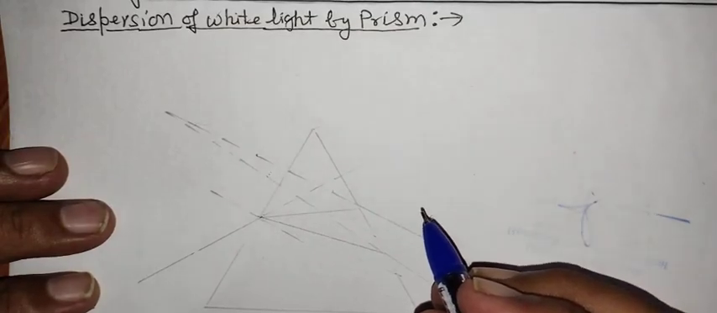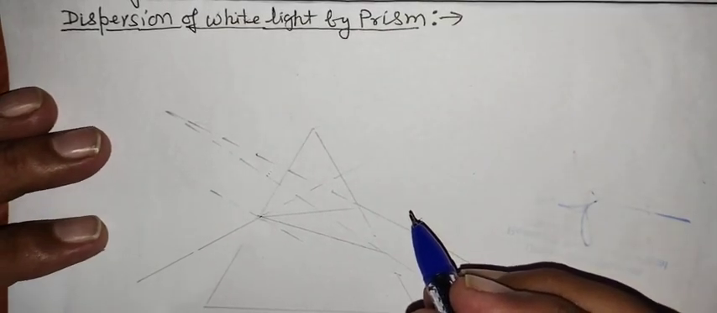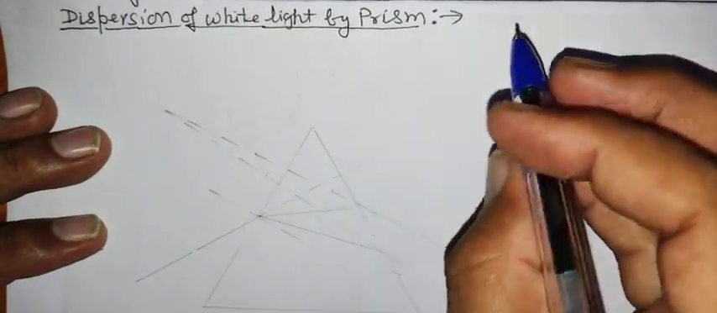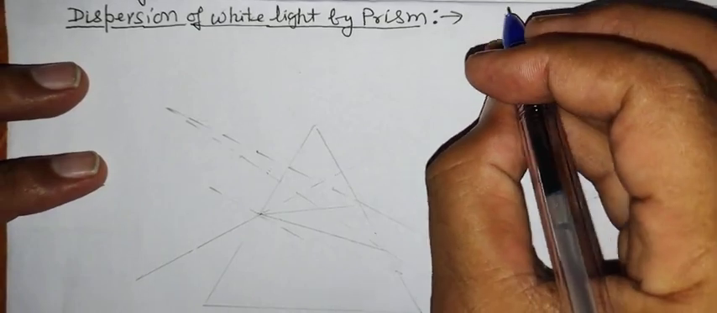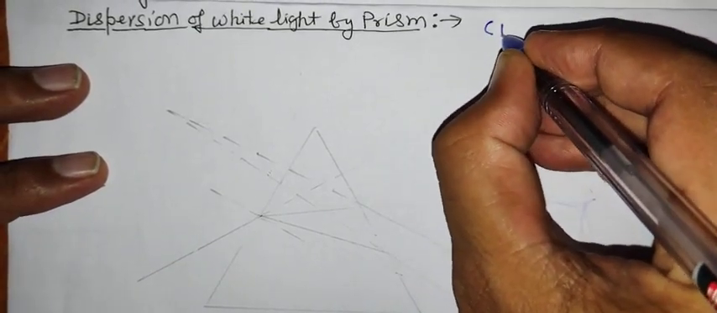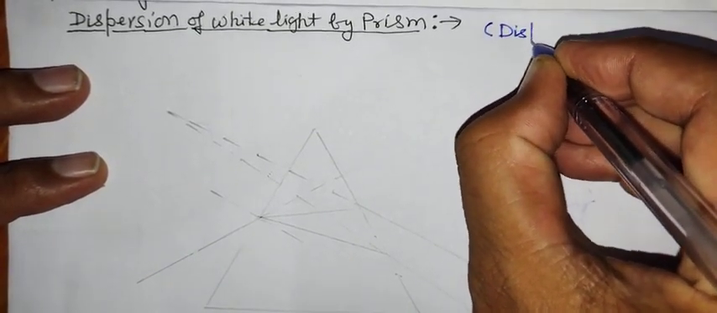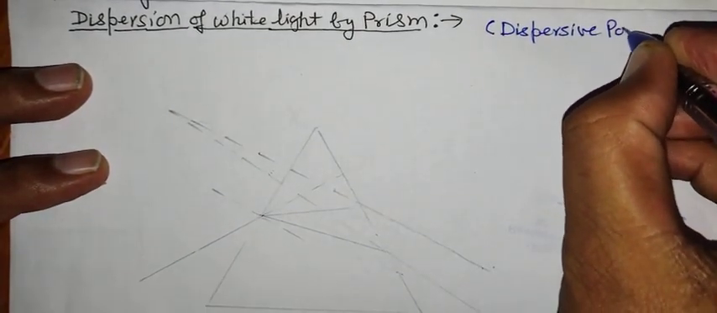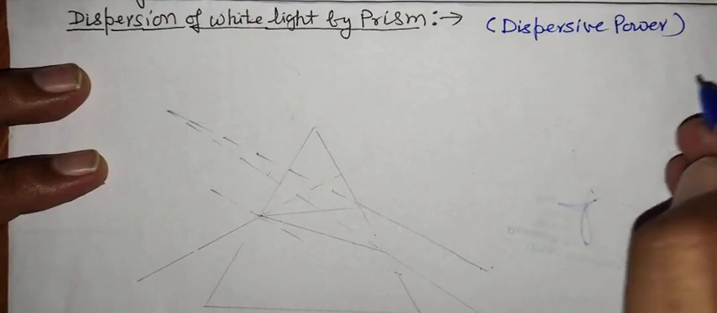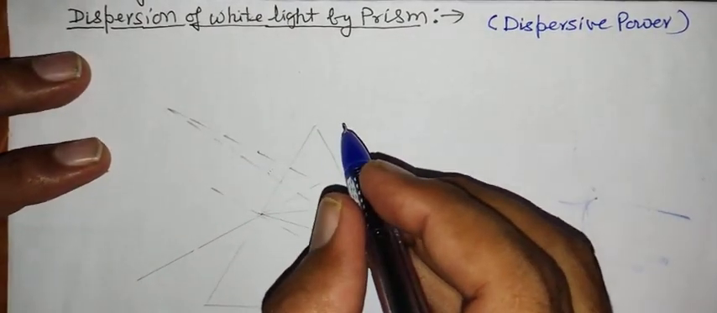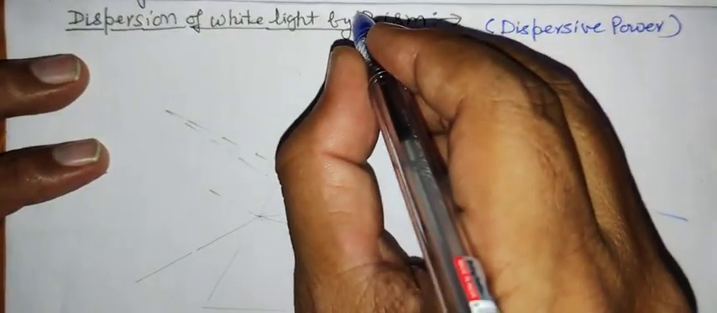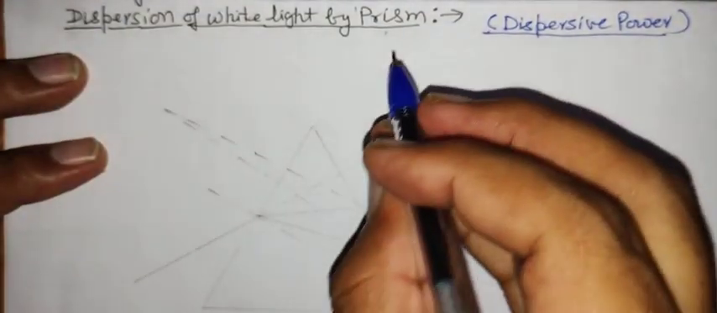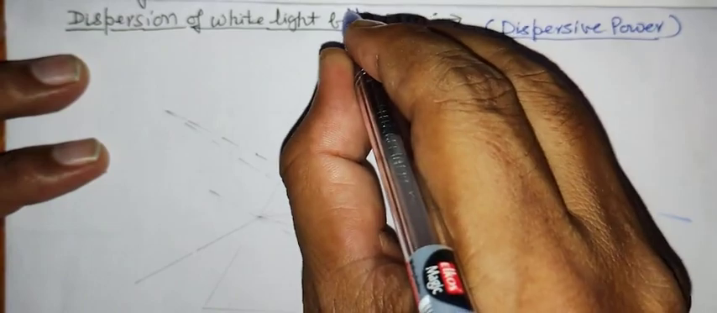Hello, we are going to see today dispersion of white light through a prism, and in this topic also we will see dispersive power. Power of prism, right? See, this is the topic.